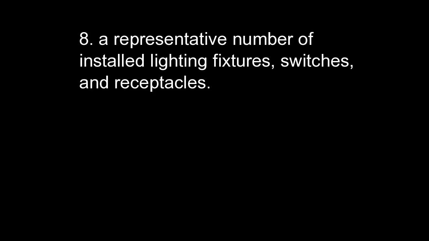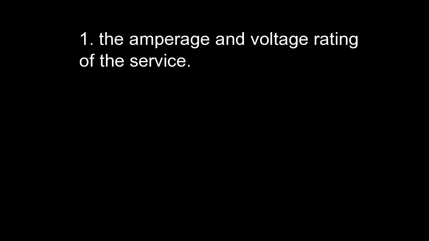7. The overcurrent protection devices. 8. A representative number of installed lighting fixtures, switches, and receptacles. 9. The ground fault circuit interrupters. B. Describe: 1. The amperage and voltage rating of the service. 2. The location of main disconnect and subpanels. 3. The wiring methods.